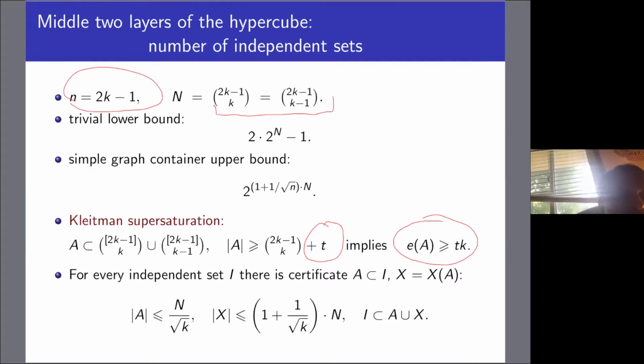And if we use this supersaturation, then we can conclude that for every independent set, we can find a certificate set A and a rest set X with the following properties. First, the certificate is small, like the size of A is small. And second, the rest of the set is not very large. And the independent set is a subset of A union X.